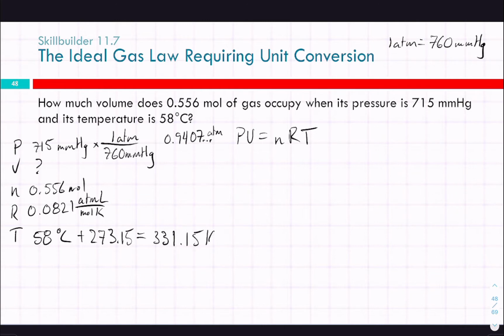331.15 Kelvin. All right, now we've got things in the right units. We can plug these in. So it'll be 0.9407 atmospheres times volume equals 0.556 moles times 0.0821 atmosphere liter per mole Kelvin, times the temperature, 331.15 Kelvin.